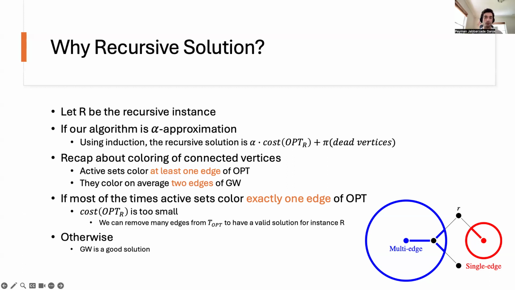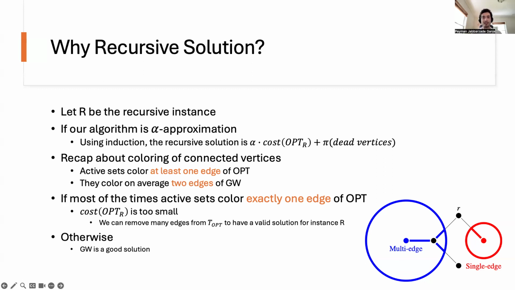And I want to remind you that in the Goemans-Williamson, for vertices that are connected to the optimal solution, when we use the color, we color at least one edge in the optimal solution. And for the Goemans-Williamson solution, for example, for vertex V that is connected to the root, when we use the color of V, we are connecting on average 2 edges of the Goemans-Williamson. So for the opt it was at least 1, for the Goemans-Williamson it was on average 2.